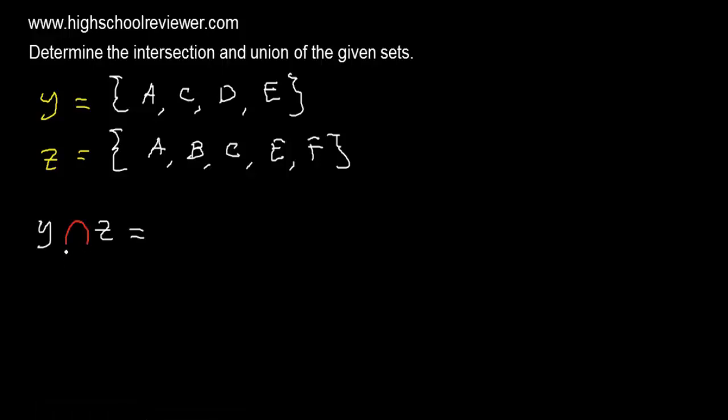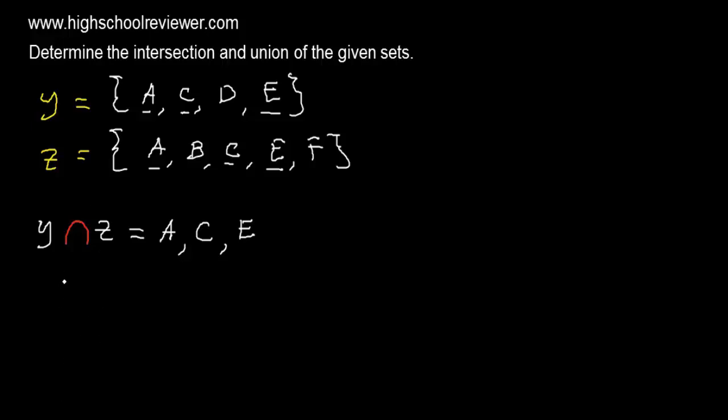The intersection of the sets Y and Z are those elements that are present in both sets. Letter A is present in Y, and it is also present in Z. It belongs to the intersection of the two sets. We can write it here. C is present in both sets. It belongs to the intersection of Y and Z. We can write it here. And then E. Letter E is present in both sets. We can write it here in the intersection of Y and Z.